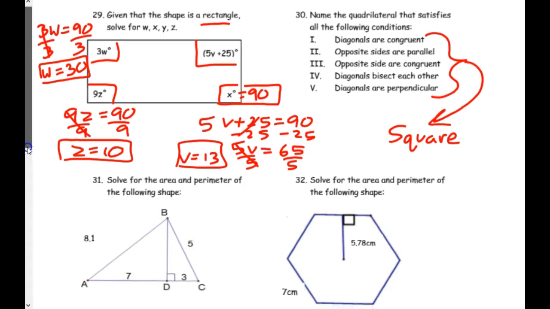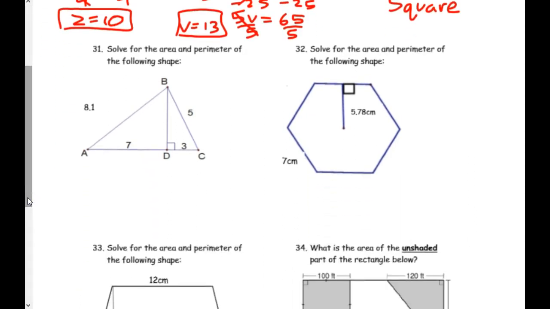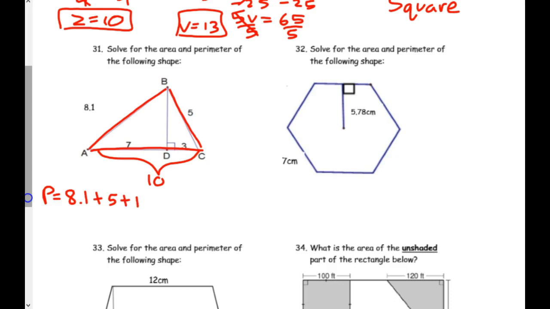31. Solve for the area and perimeter. Now we can definitely get the perimeter right now. So 8.1 is this, 5 is this, 7 plus 3, this whole thing is 10. So for perimeter, we're going to do 8.1 plus 5 plus 10. 23.1, okay?